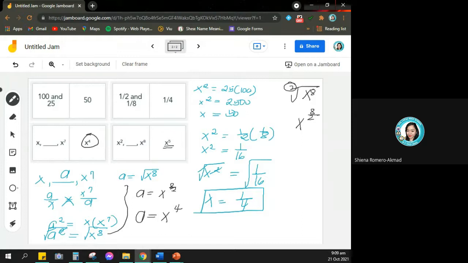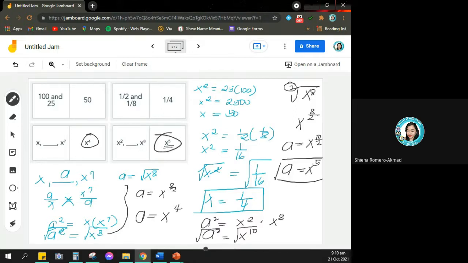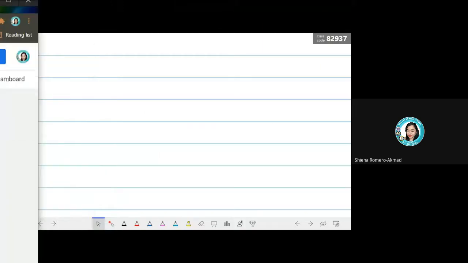And ganun din dito. Okay? So, magiging ano siya? A is equal to x squared times x raised to 8. Add natin sila. That's x raised to 10. Then dapat may square diyan. Then we have to get the square root. So A is equal to x raised to 10 divided by 2. Or A is equal to x raised to 5. Okay? So that is how you look for the geometric mean.